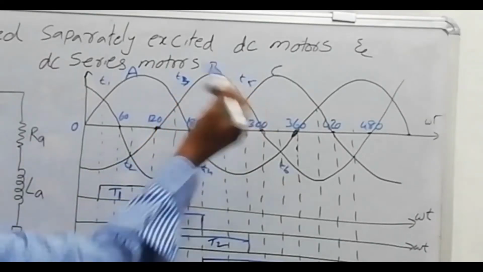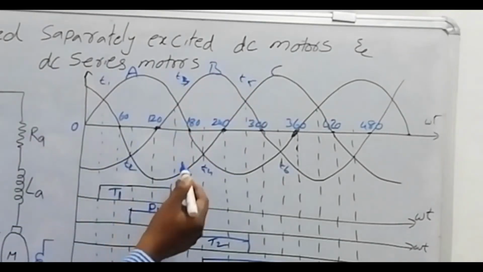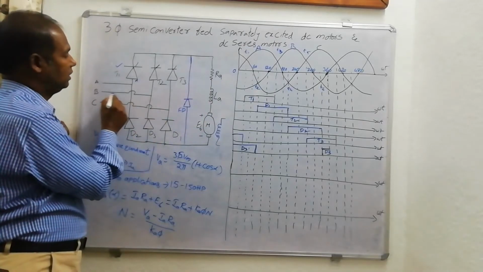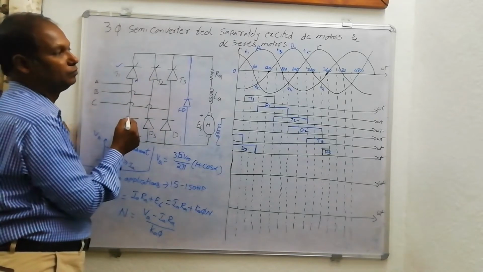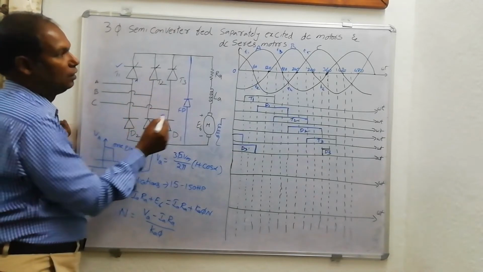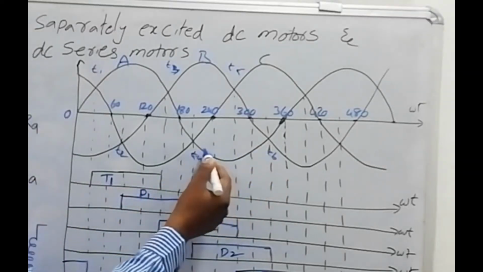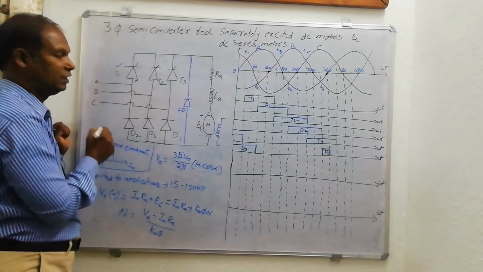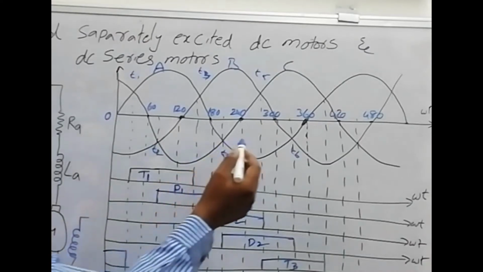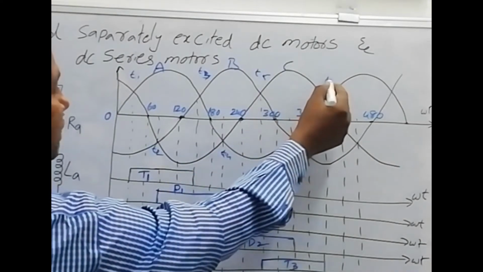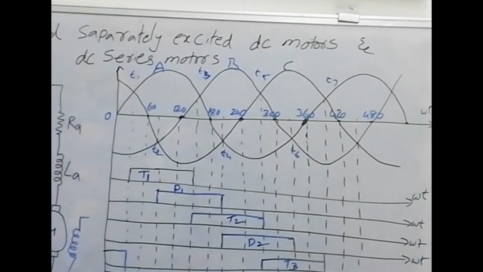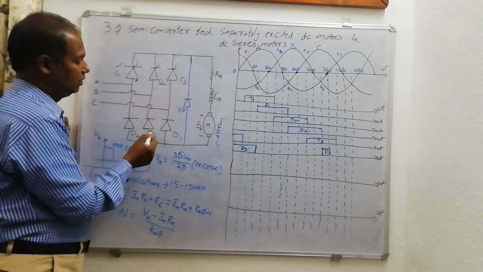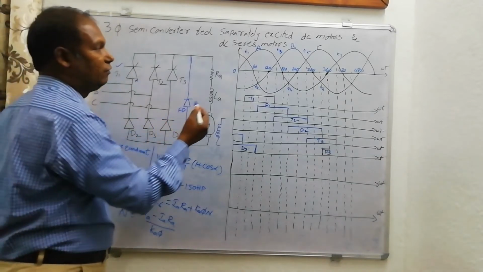Similarly, for T3 to T5, B phase is more positive compared to A and C phases. So that means T2. Next, T4 to T6, A phase is more negative. So that is D2. T5 to T7, C phase is more positive. So that is T3. Similarly for D3.